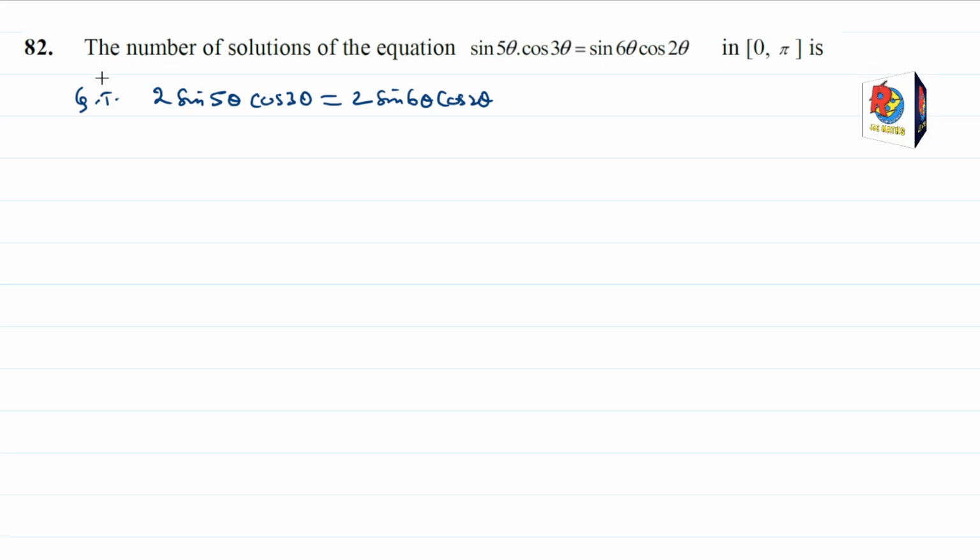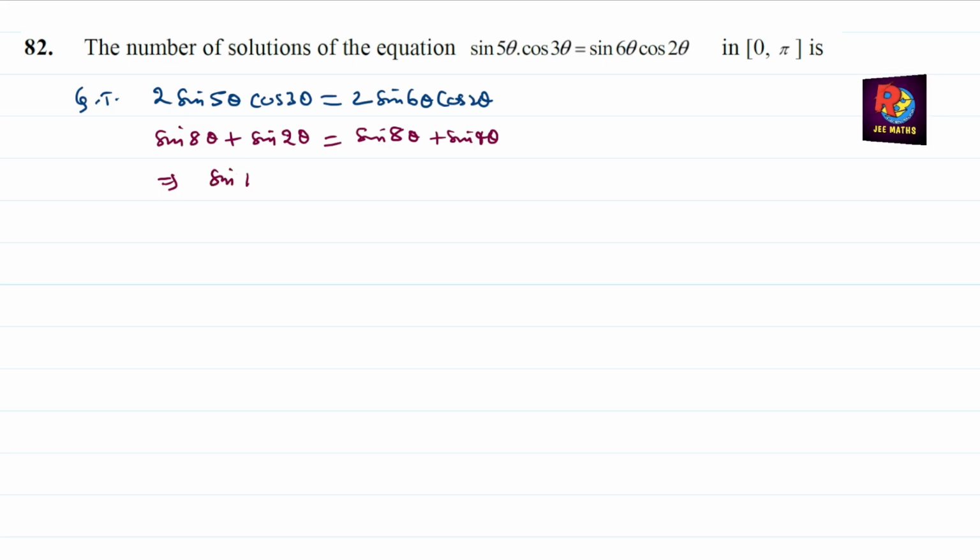So if I apply that, sin of a plus b, it will be sin 8 theta plus sin 2 theta on the left side, and sin 8 theta plus sin 4 theta on the right side. If I take that to one side, the sin 8 theta will be cancelled. Then it will be sin 4 theta minus sin 2 theta equals 0.